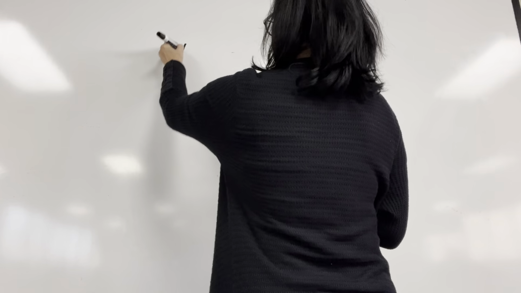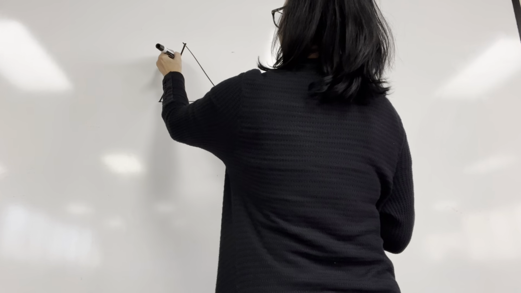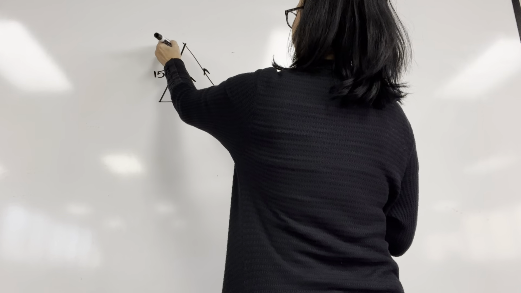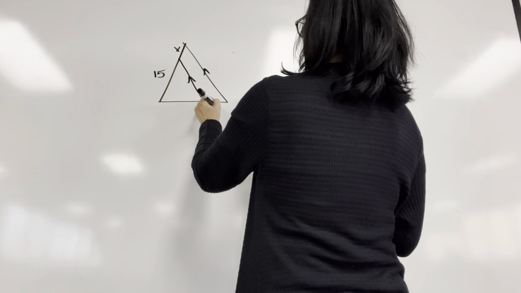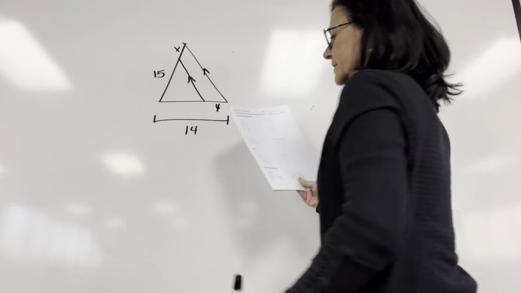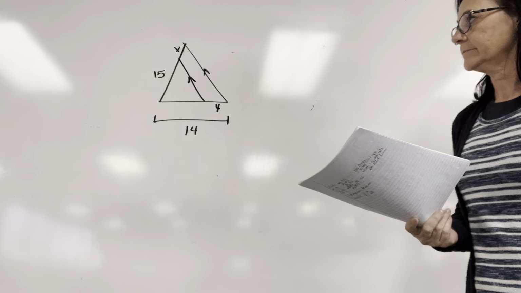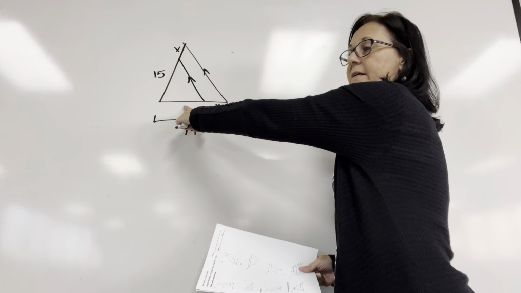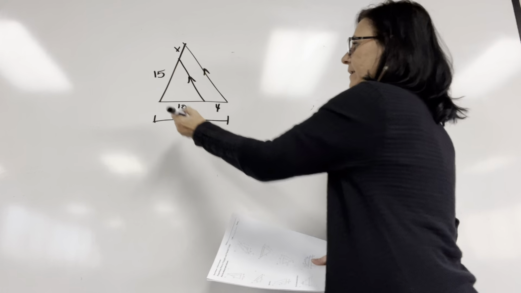All right, so we're going to find the missing side. Here are our parallel lines. That's where the X is. This is 4. The total length is 14. So can I know what this length is? Yes. What is it? 10, that's right.